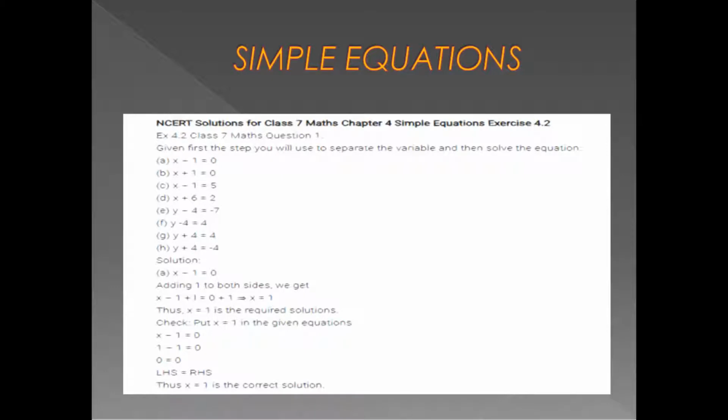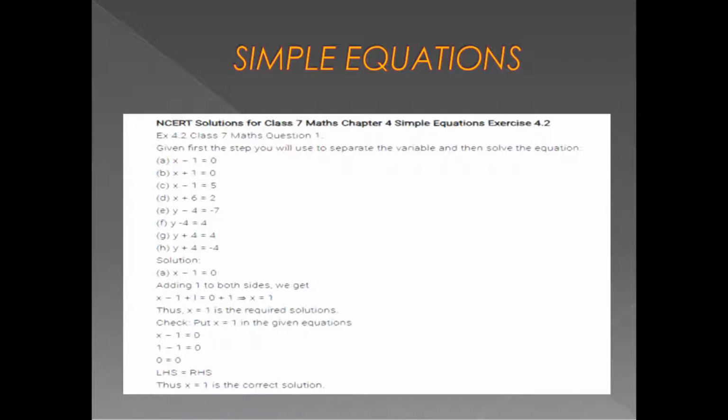In exercise 4.2, our first question is: give the first step you will use to separate the variable and then solve the equation. We have been given x minus 1 equal to 0. Adding 1 on both the sides, we get x minus 1 plus 1 equal to 0 plus 1. That means we have added 1 on the left hand side as well as the right hand side. So we get x equal to 1, which is the required solution.